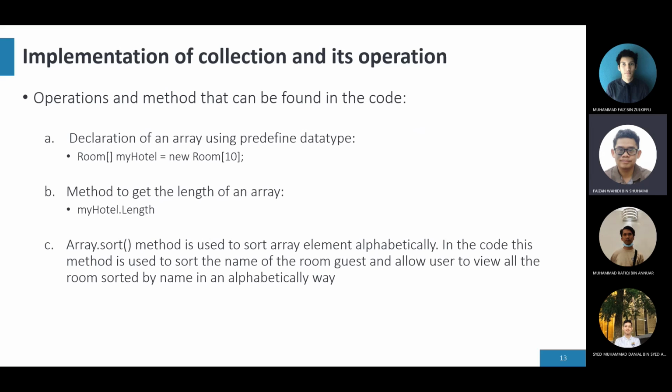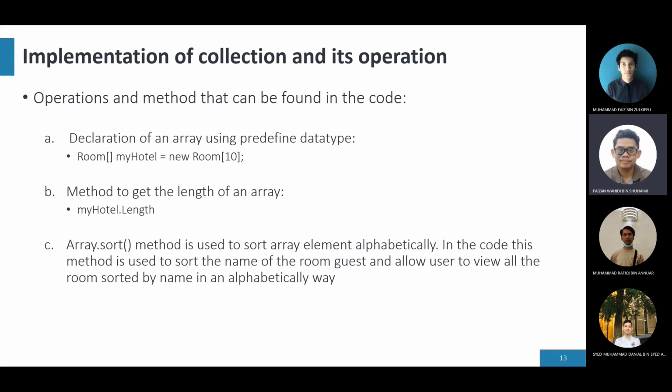So the operation and method that can be found in the code is the declaration of an array using the predefined data type. From this line, we can see that room is the name of the array, and myhotel is the object of the array.